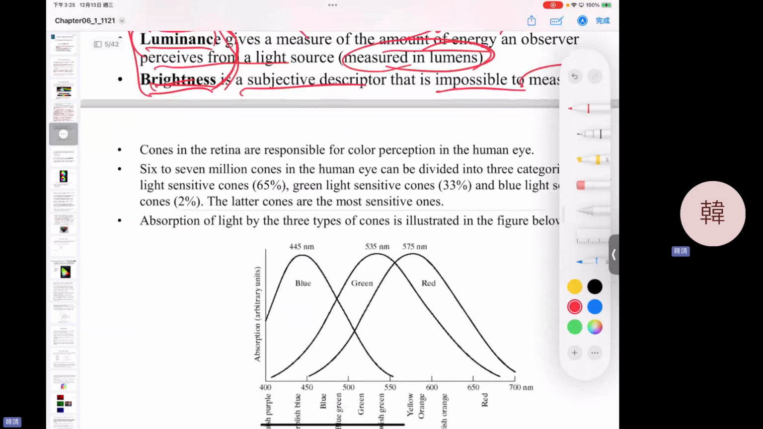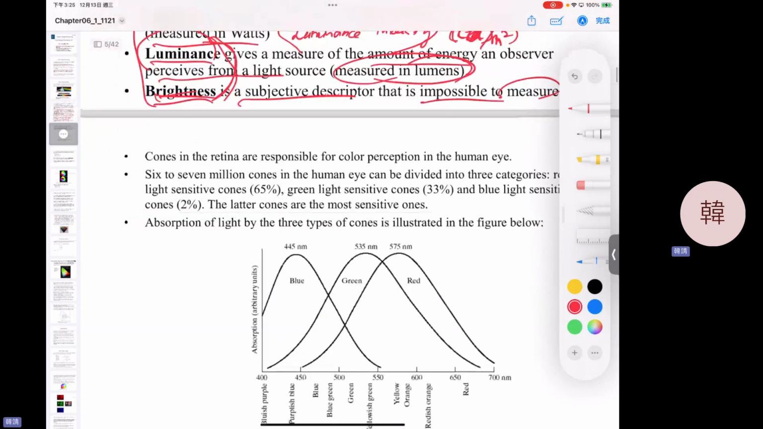Briefly, in your eyes, at the bottom of your eyes, there's a retina. On this organ, you have about 6 million to 7 million cone cells in your retina.